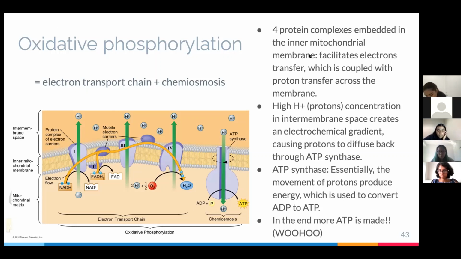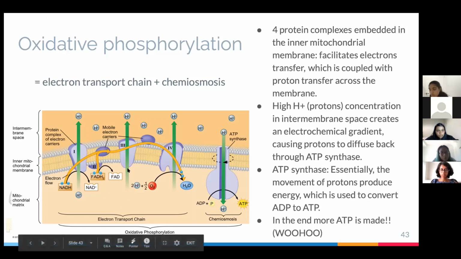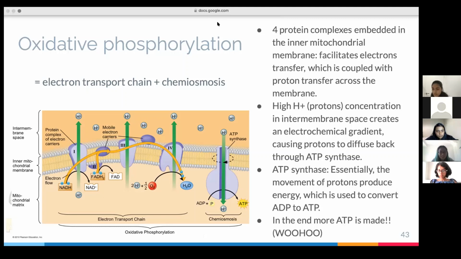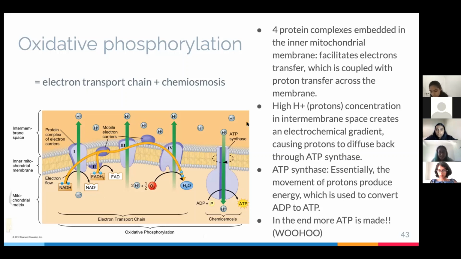These 4 protein complexes facilitate electron transfer. On the diagram, if you look at these energy molecules, the NADH and the FADH2, when they're converted into NAD+ and FAD, it looks like they lose electrons. I actually don't need to know this in too much detail. Just know where it is, know what happens, and know that energy is produced there.